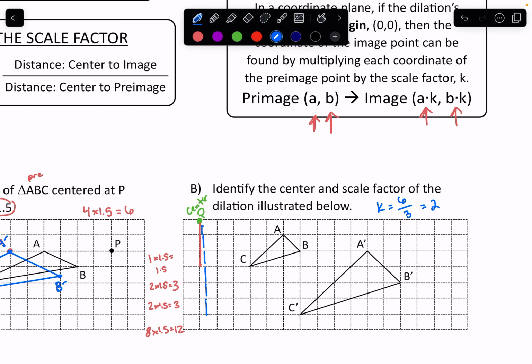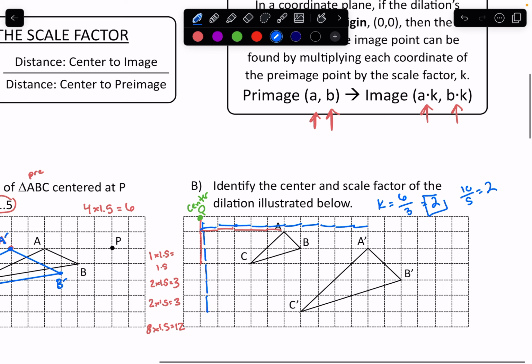Now notice I could have gone to any of these points. Instead of going straight down, and instead of using C, I could have gone over to A, 1, 2, 3, 4, 5. And then A prime is 1, 2, 3, 4, 5, 6, 7, 8, 9, 10. It's over 10. So 10 divided by 5 is also 2. So it doesn't matter which point I go to. It doesn't even matter which direction I go. I don't have to go at a diagonal. I can just count the straight across and the straight up and down to figure out what my dilation is. Okay, so it's twice as big as the original.